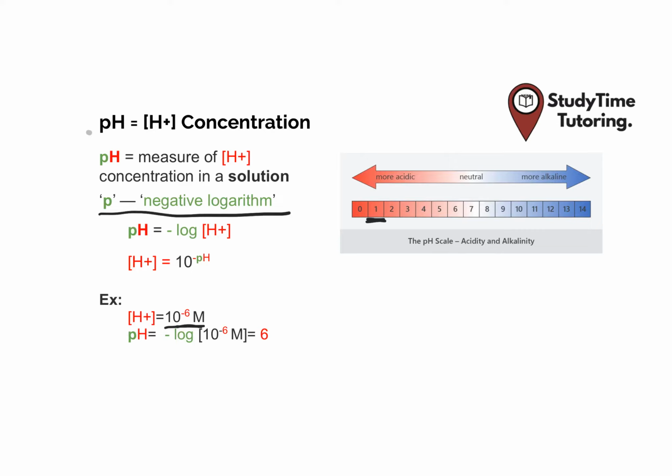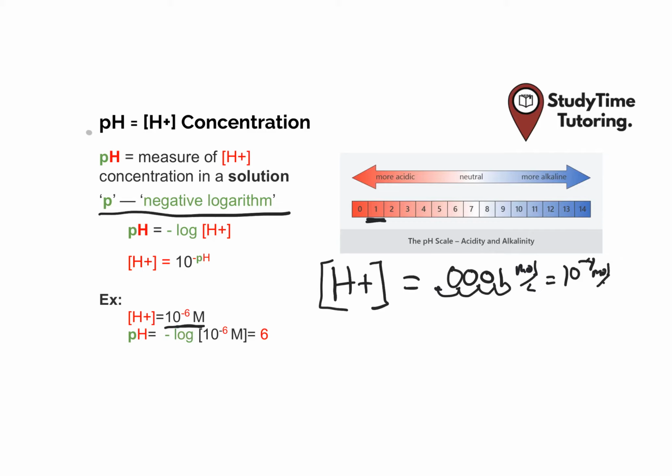So say, for example, if I had the hydrogen ion concentration in solution at 0.0001 moles per liter. Another way I could write this is 10 to the negative 4 moles per liter. My pH would simply be 4.